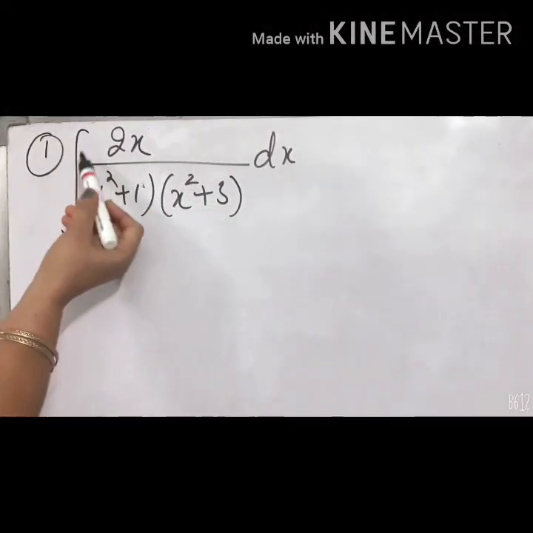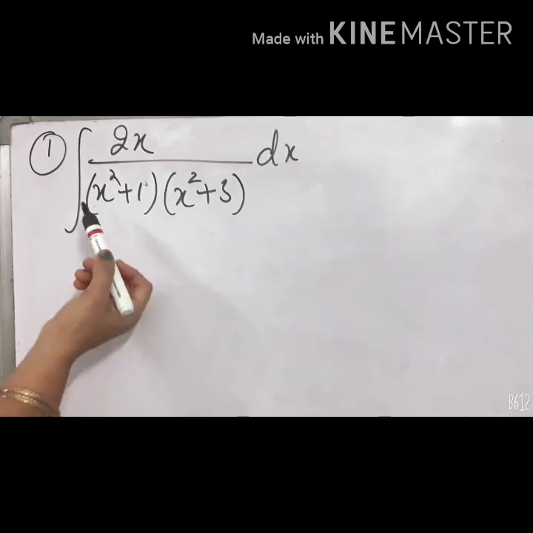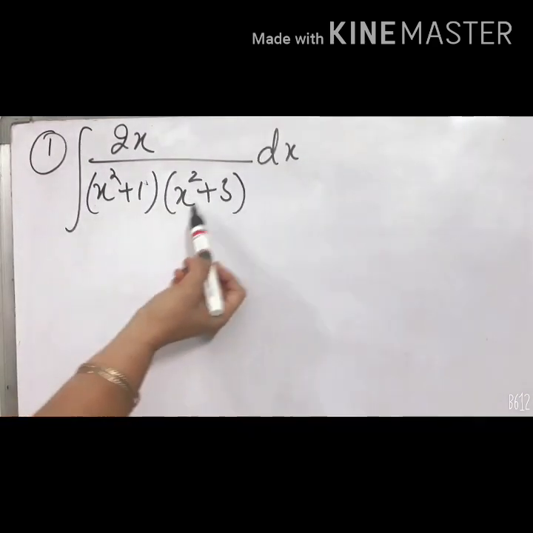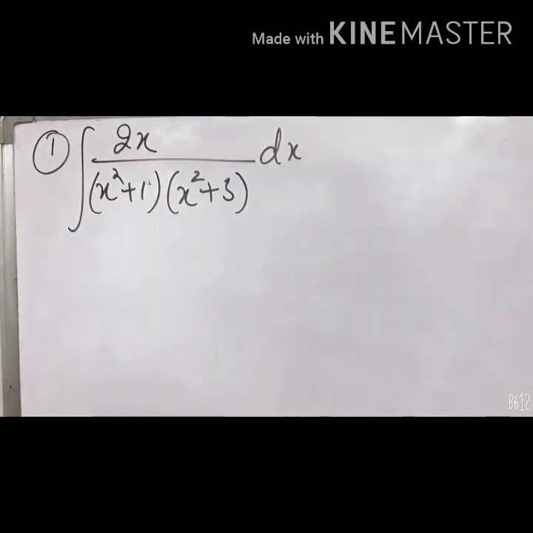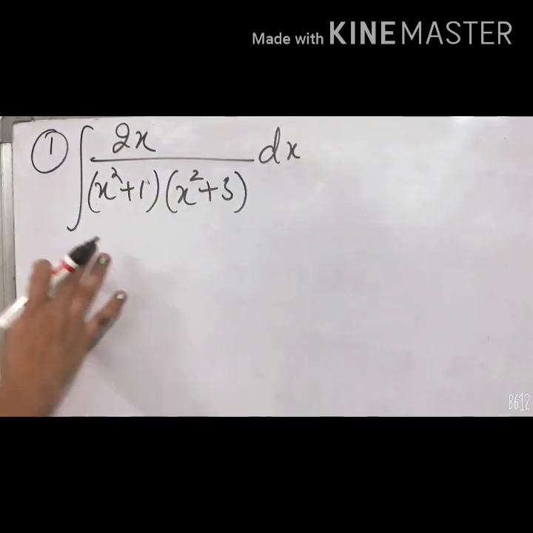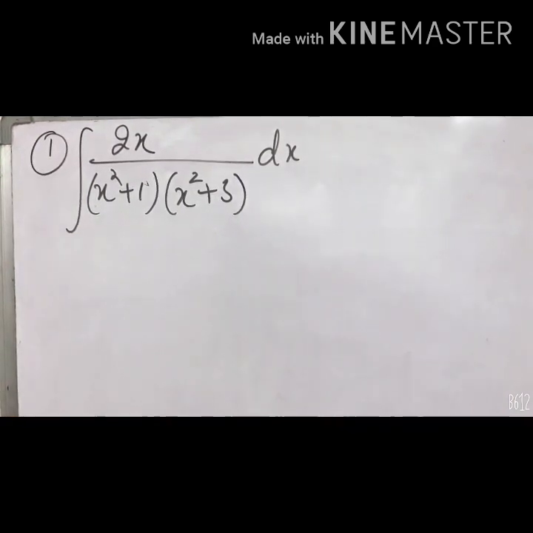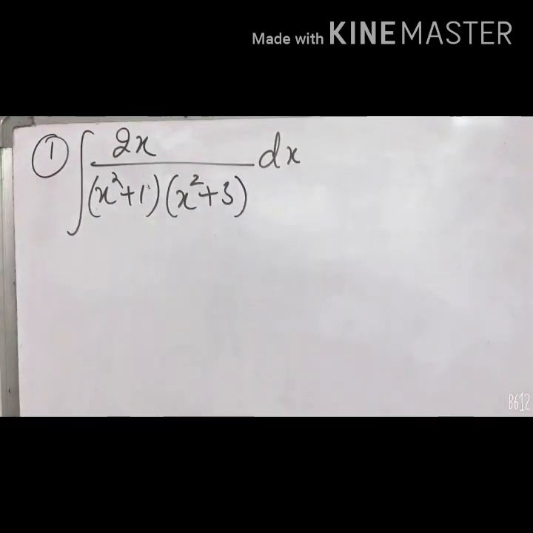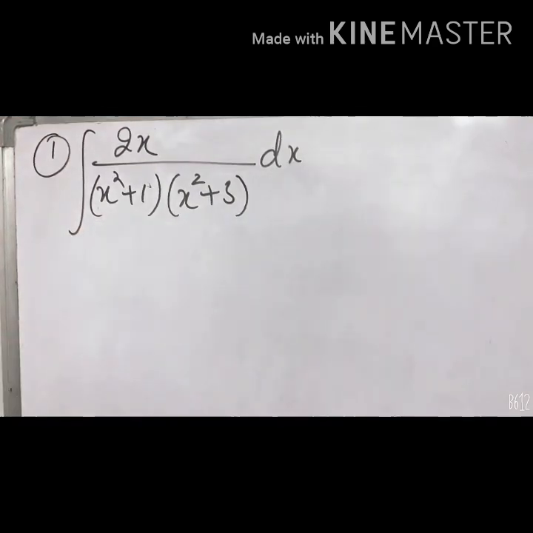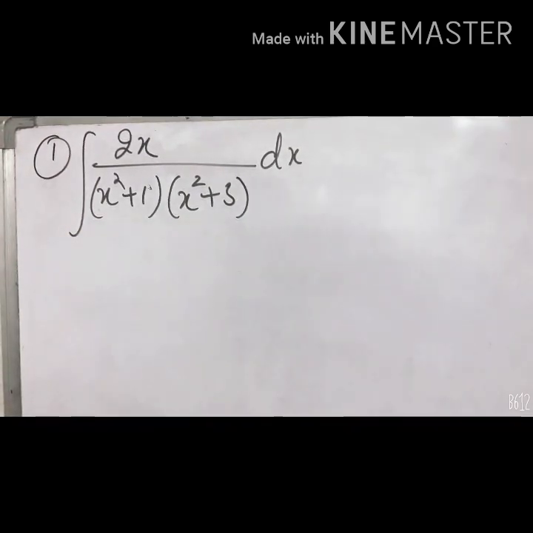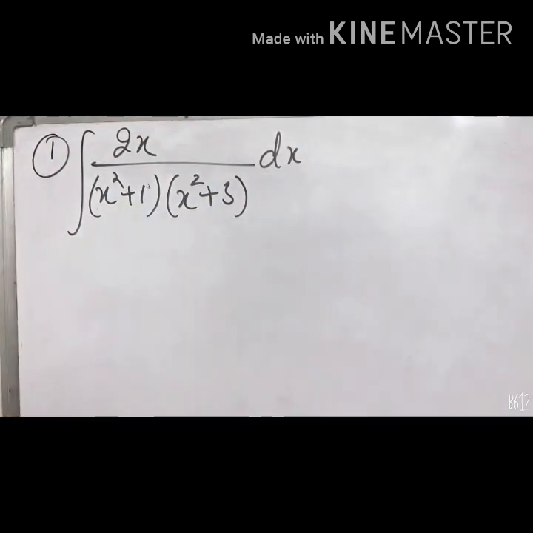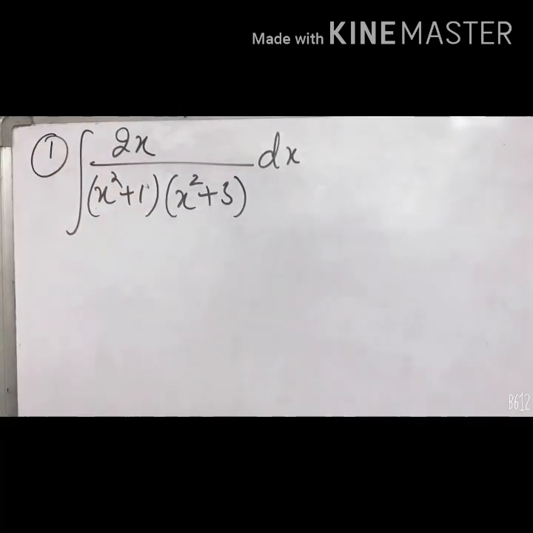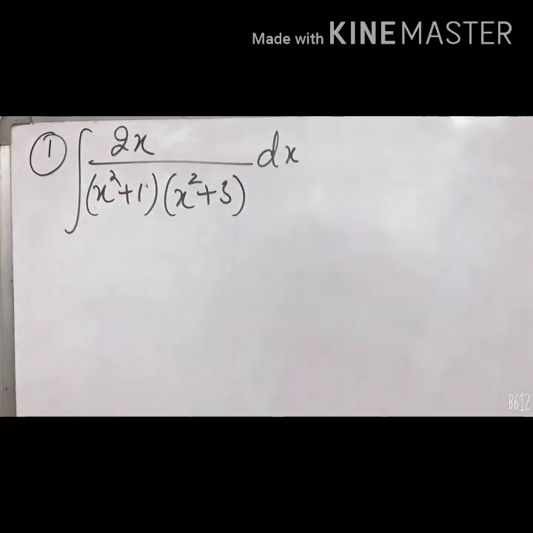First question is integration of 2x by (x square plus 1) into (x square plus 3) dx. Now, first of all, what you need to check? Whether it is a proper fraction or improper fraction. What is x ka degree in the numerator? 1. What is x ka degree in the denominator? You will say 2. No. When you multiply, it becomes 4. Then naturally the numerator degree is less than the denominator. It becomes a proper fraction. Let's proceed to the second step.